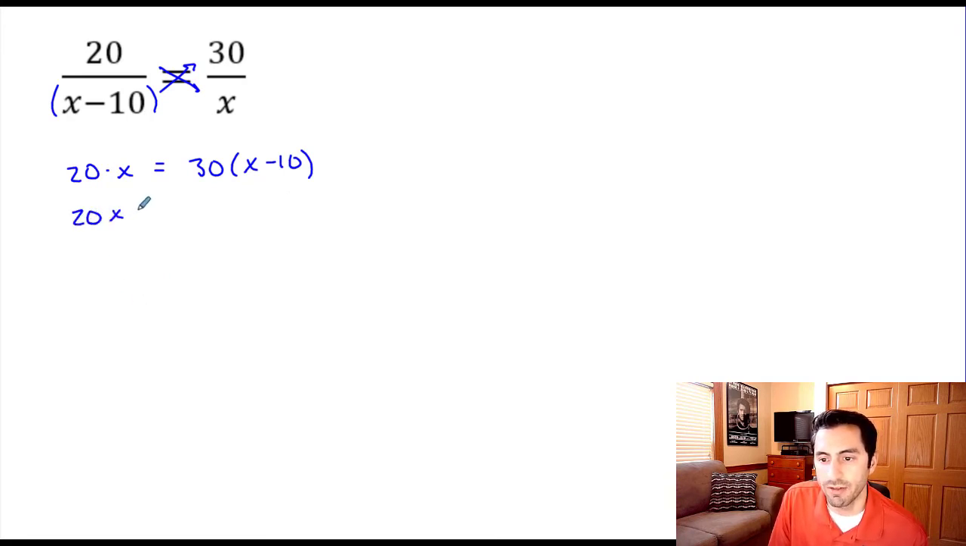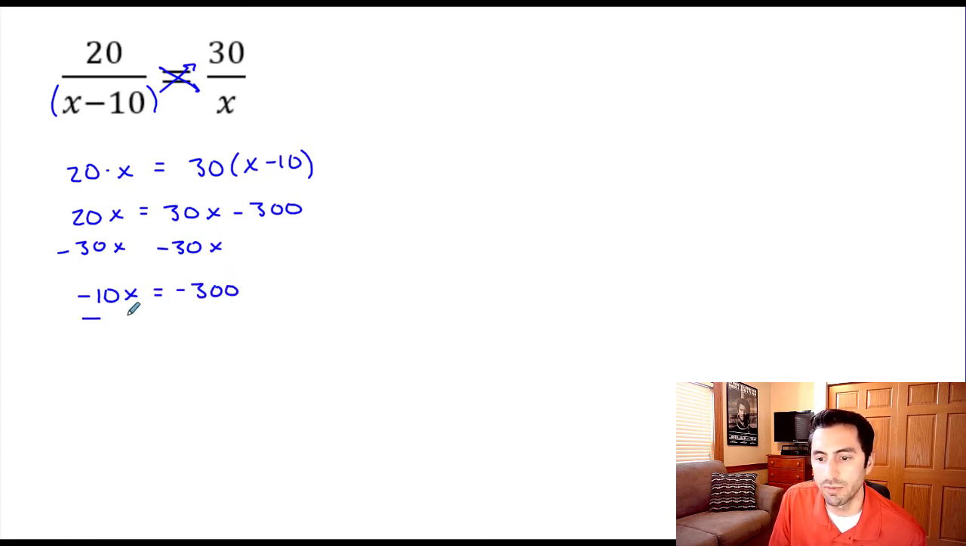So 20x, and distributing the 30, we have 30x minus 300. Then we'll group up our variable terms, so I'll subtract 30x from both sides. So we get minus 10x is equal to negative 300, and dividing by negative 10, the negatives cancel out, and I just end up with x is 30.